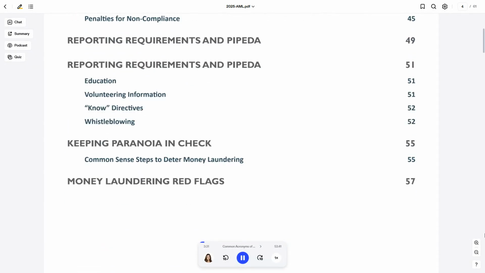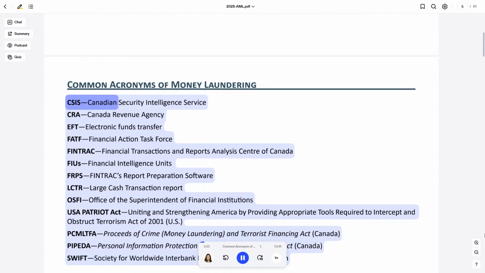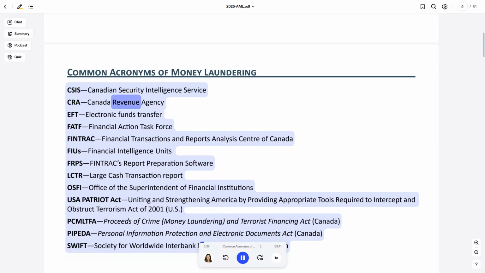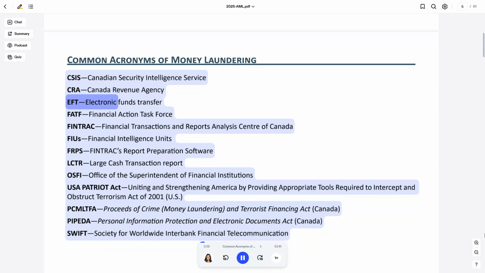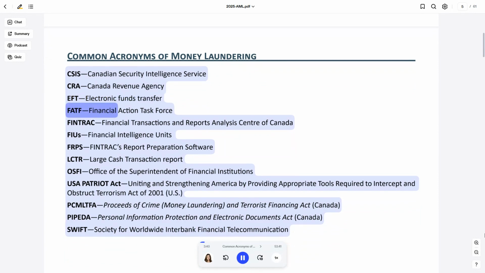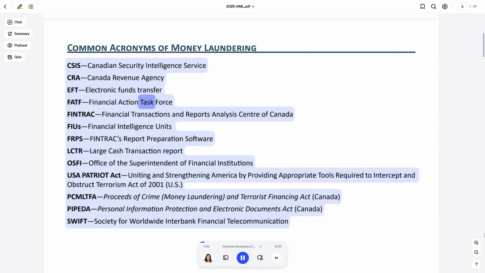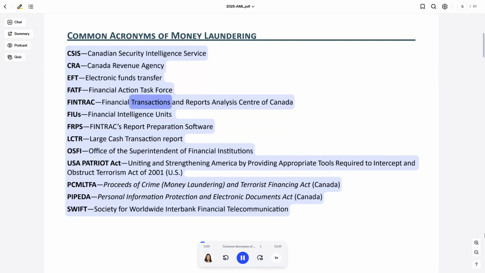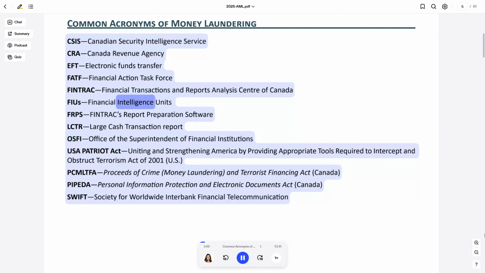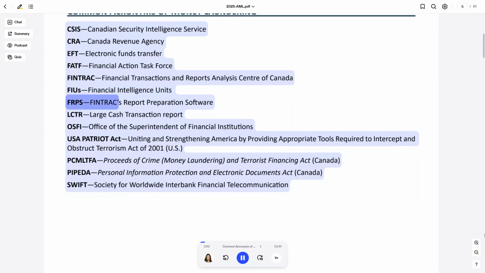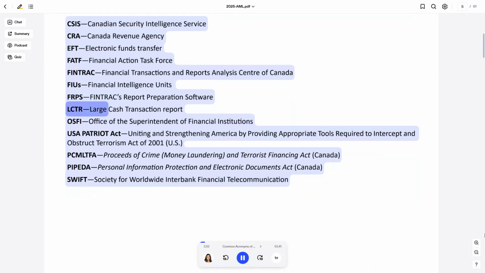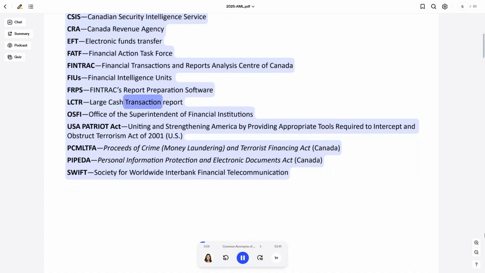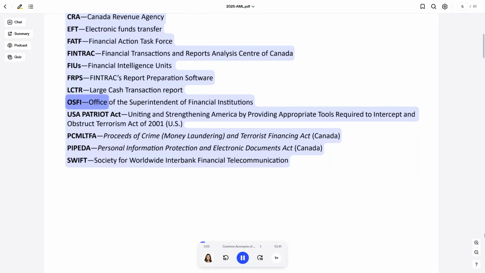Common acronyms of money laundering. CSIS, Canadian Security Intelligence Service. CRA, Canada Revenue Agency. EFT, Electronic Funds Transfer. FATF, Financial Action Task Force. FINTRAC, Financial Transactions and Reports Analysis Centre of Canada. FIUs, Financial Intelligence Units. FRPS, FINTRAC's Report Preparation Software. LCTR, Large Cash Transaction Report. OSFI, Office of the Superintendent of Financial Institutions.